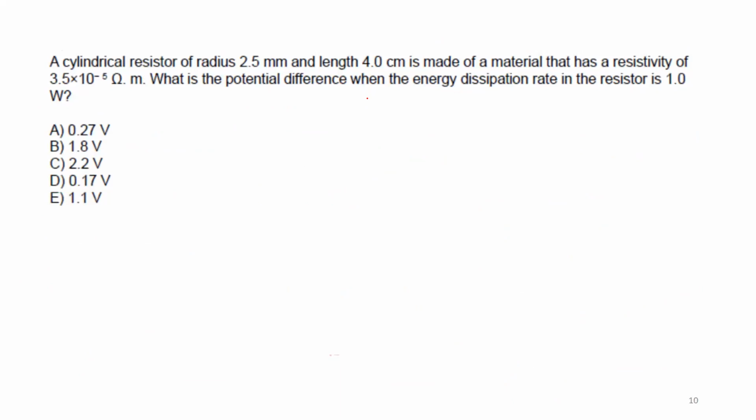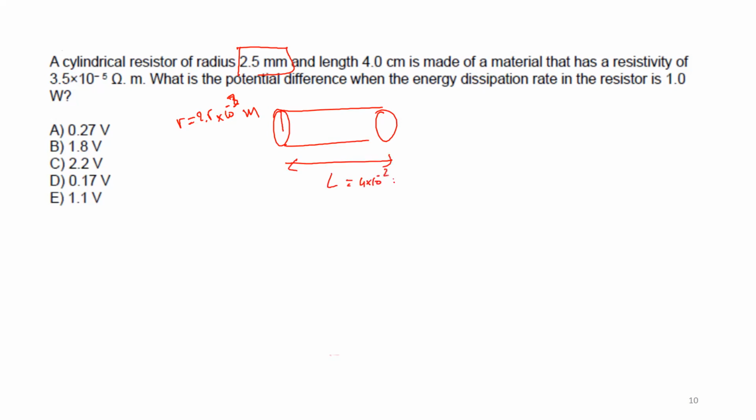Next, I have a cylindrical resistor and I give you the radius. So the radius is given, 2.5 10 to the power minus 3 meters. You put it in meters, of course. I give you the length, 4 centimeters, which is 4 10 to the power minus 2 meters. It's made of a material which has this resistivity, and I give you rho, 3.5 10 to the power minus 5 ohm meter.